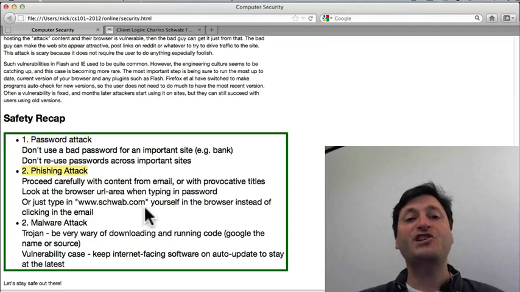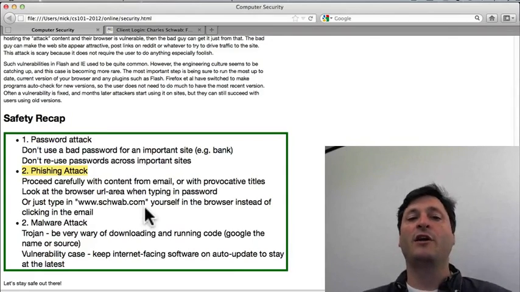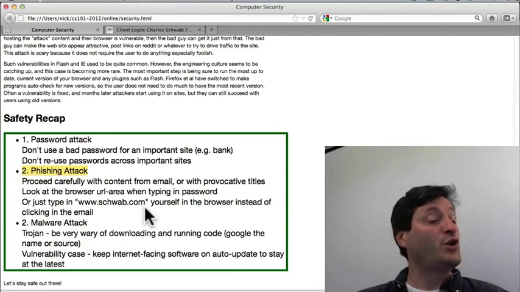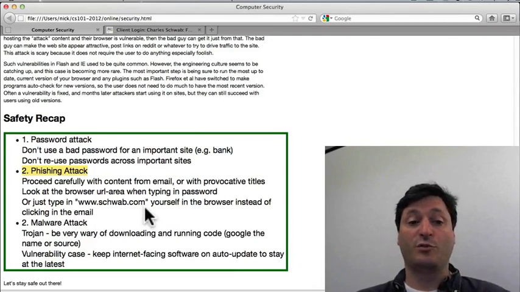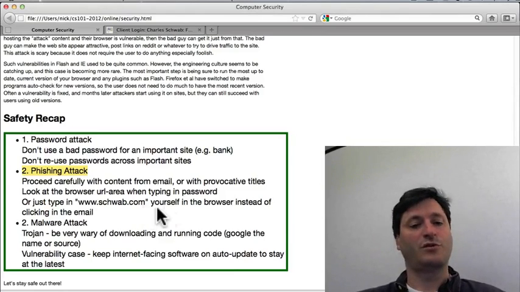All right, we had the phishing attack, where you're going to get an email or something that's going to try and trick you to log in. In this case, you want to look at the URL. Where are you trying to log in? Just be a little bit careful. Or if you want to be very simple, you could just type www.schwab.com or whatever yourself in the browser, and so then you should be getting the right site.